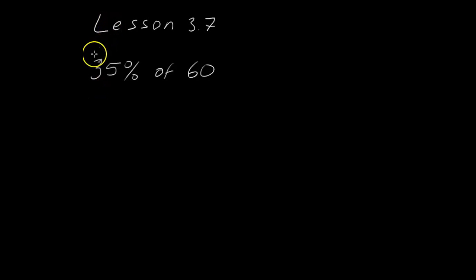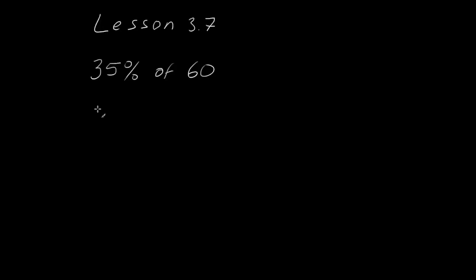Today we're looking at lesson 3.7, where we now have to work out the number from a question where we have a certain percentage of a certain number. In today's example, we're looking at 35% of 60. So let's say these are apples, and 35% of them have been spotted as bad apples that cannot be eaten. So how many out of those 60 does 35% represent?